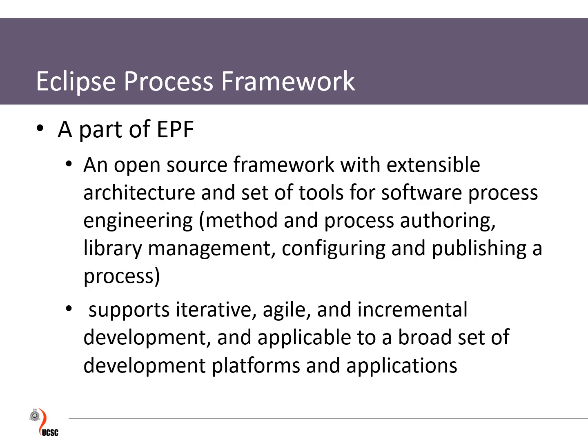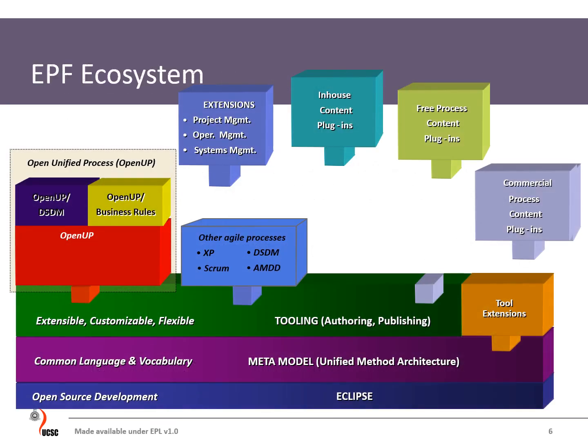Especially, what we can see is that it supports iterative, agile, incremental development, and is applicable to a broad set of development platforms and applications. The Eclipse framework has so many things, which is one of the advantages. This process framework helps people. OpenUP can be located as one of the key things in the whole ecosystem. That part we can see in the Eclipse Process Framework, as you can see in this diagram.